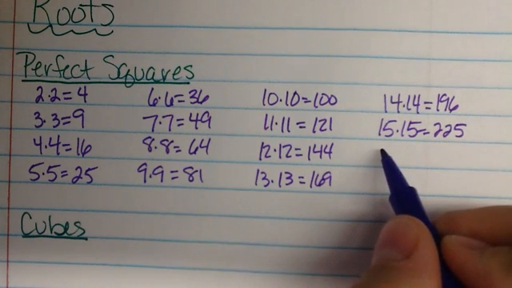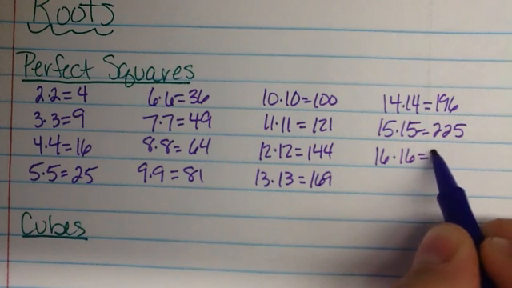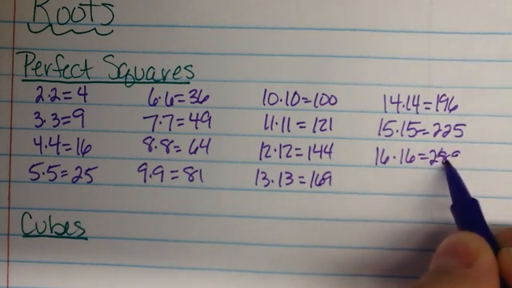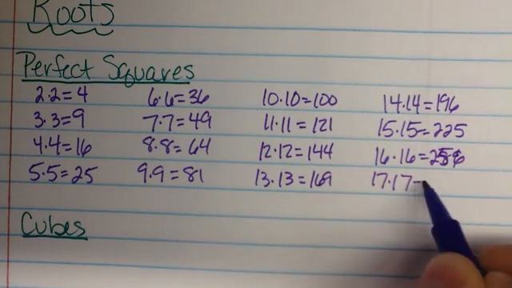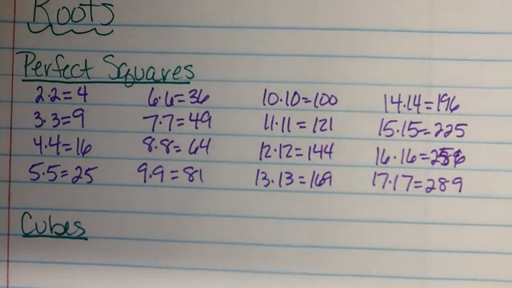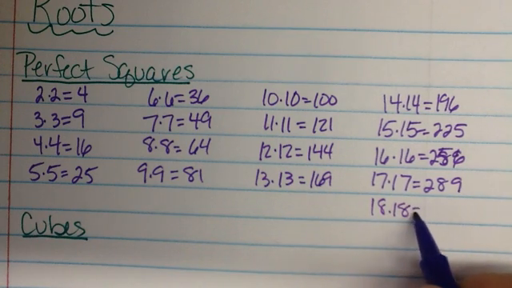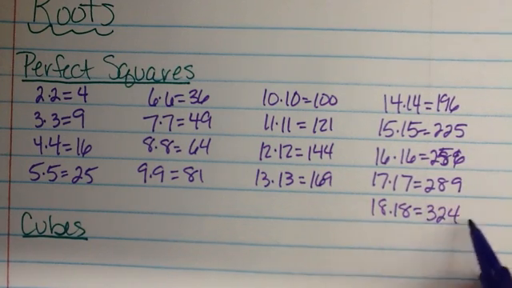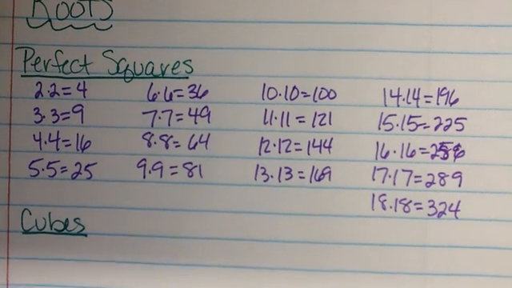Yeah, we'll keep going. 16 times 16 is 289, or sorry, 256. 17 times 17 is 289. I'm going to add over here 18 times 18 is 324. 19 times 19 is 361, and 20 times 20 is 400. And then we're going to do the cubes as well, same way.